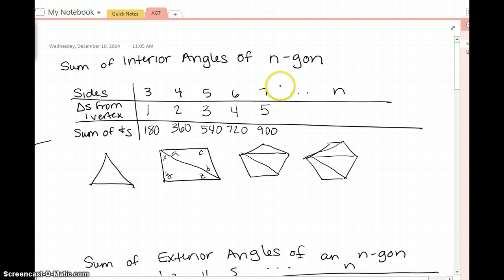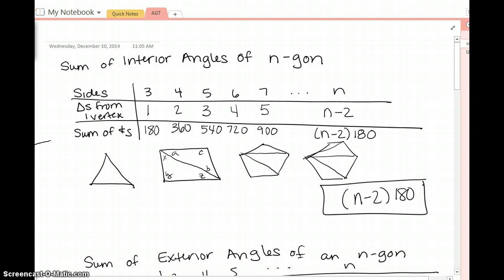And so then if I go back and I look at the number of sides versus the number of triangles that I'm able to draw, I can see that there's a difference of 2. So there are always going to be n minus 2 triangles that are drawn, and then to find the sum of the interior angles of the n-gon, it's n minus 2 times 180. Okay. So that's the first formula you need to know, that the sum of the interior angles of a polygon or an n-gon is n minus 2 times 180.